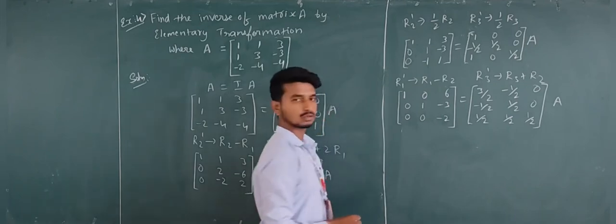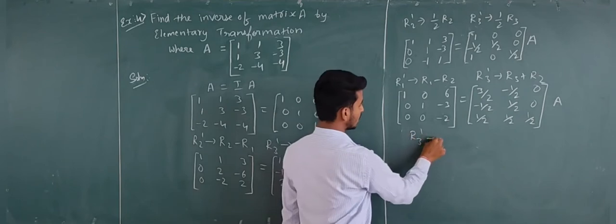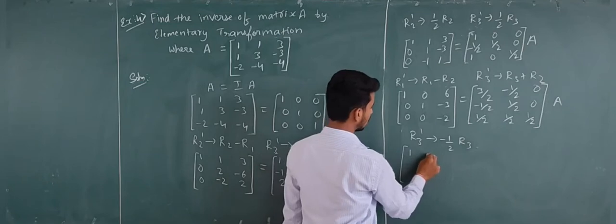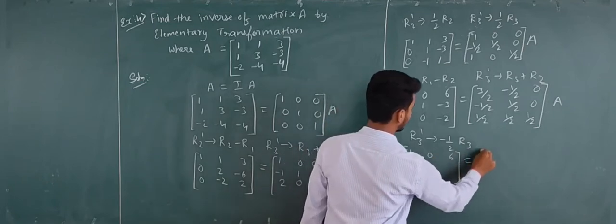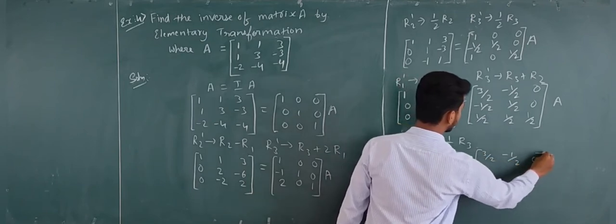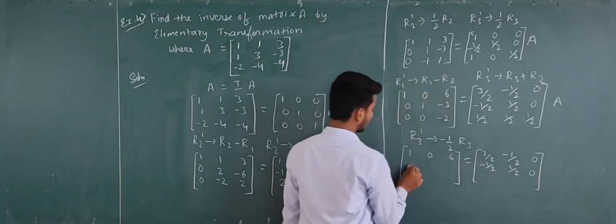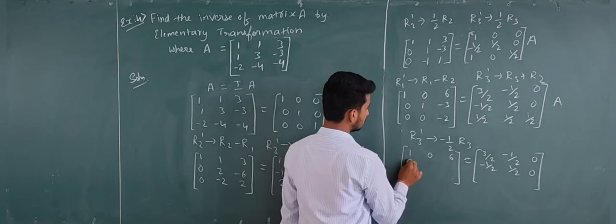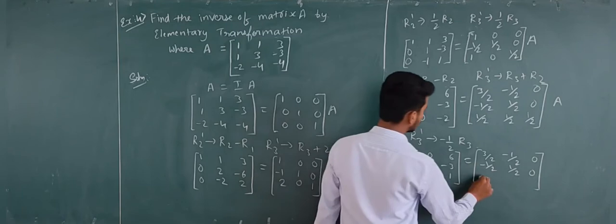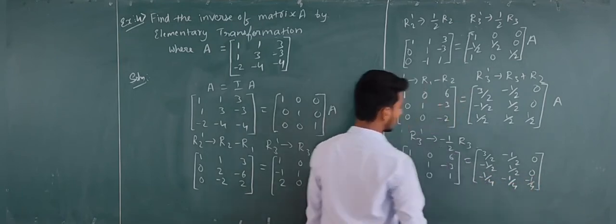Now to make this term 1, we will change R3 dash to minus 1 by 2 into R3. So this will be, which is equal to, 3 by 2, minus 1 by 2, 0, minus 1 by 2, 1 by 2, 0, and 0 0 1. So this will be minus 1 by 4, minus 1 by 4, minus 1 by 4.